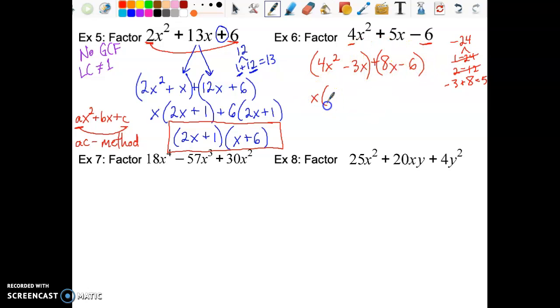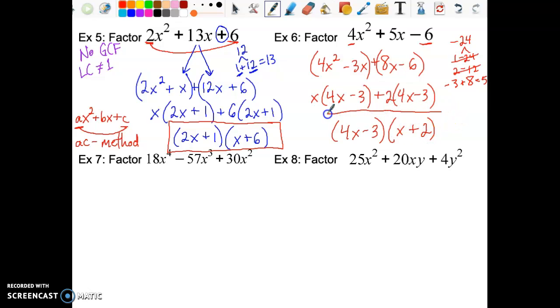I have an x in common for the first two. That's 4x minus 3. I have a 2 in common with the second group, and I'm left with 4x minus 3. So now I can write 4x minus 3 once. They're identical in both terms. And I'm left with x plus 2. That's my final answer. Please write down any questions you have so you can bring them to class. You can ask me.